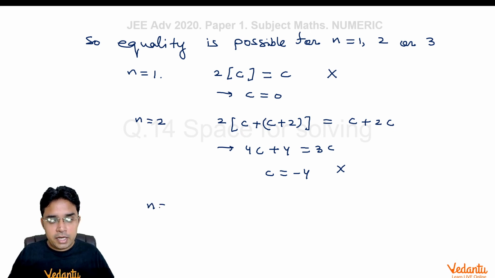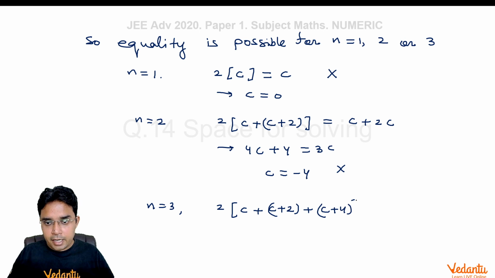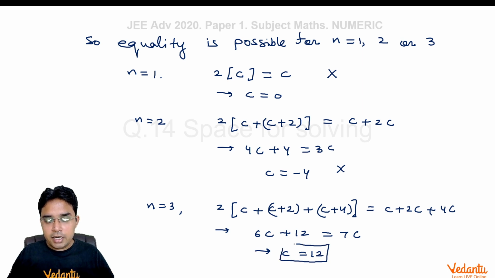So we will now be considering n equal to 3, and this is our last hope, and I think it should work. If n is equal to 3, it will be 2 times c plus 2 plus c plus 4 on the left hand side. On the right hand side, it will be c plus 2c plus 4c. So the left hand side will be 6c plus 12 equal to 7c, and this gives us c to be 12. So indeed we have got a value, and you can check c is a multiple of 4. So there is one value of n that is giving me a value of c.